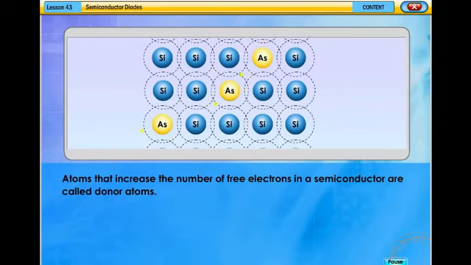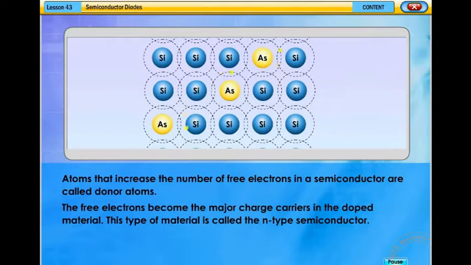Atoms that increase the number of free electrons in a semiconductor are called donor atoms. The free electrons become the major charge carriers in the doped material. This type of material is called the N-type semiconductor.